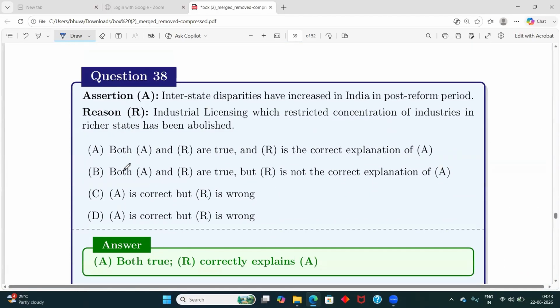Question number 38. Assertion and reason. Assertion: Interstate disparities have increased in India in the post-reform period. Reason: Industrial licensing, which restricted concentration of industries in richer states, has been abolished. Option A: both are correct and R is the correct explanation. B: both are correct, but R is not the correct explanation. C: A is correct, R is wrong. D: A is wrong and R is correct.